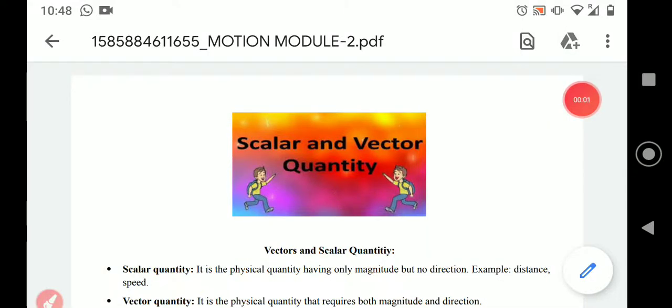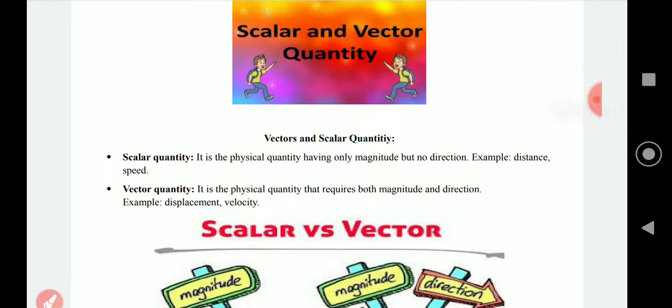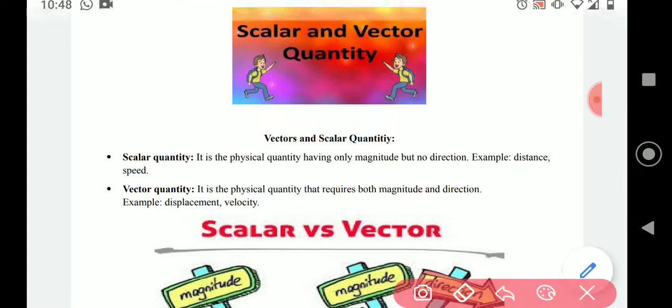Hello dear students, this is the second class of motion. In this class, our topics are number 1, scalar and vector quantity, number 2, distance and displacement. So let us discuss scalar and vector quantity first.